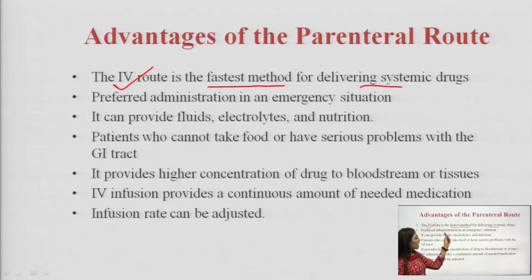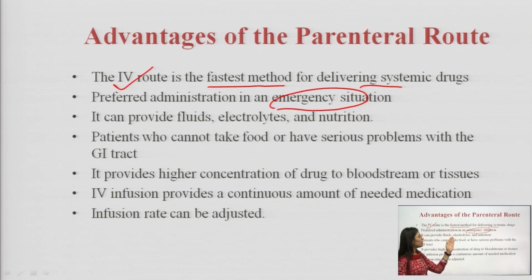Second point: preferred administration in emergency situations. The parenteral route is most suitable for emergency situations. For example, in a hospital there are lots of emergency situations. Say the doctor needs to give anesthesia to the patient. In that situation, we need to give it through the IV route. Why? Because it is very rapid. As I told you in the first point, it is a fast method and that is why it is used in emergency situations. That is why parenteral products are majorly used.